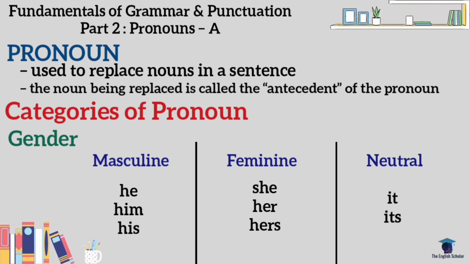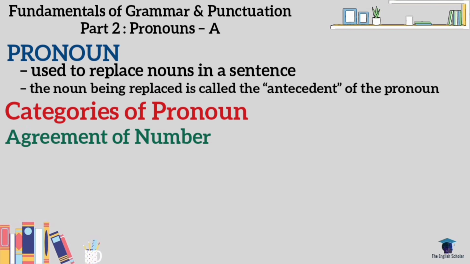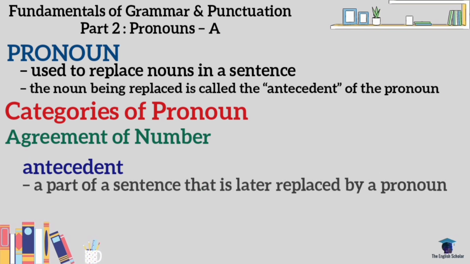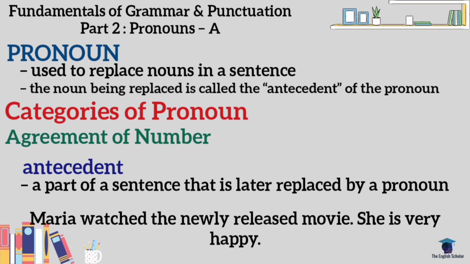Let's have the second major category, agreement of number. Before I give you a definition of this, let us first define an antecedent. What is an antecedent? An antecedent is a part of a sentence that is later replaced by a pronoun. For example, Maria watched the newly released movie. She is very happy. Maria is replaced by the pronoun she in the second sentence. Therefore, Maria is our antecedent for she because it is the one being replaced by it.